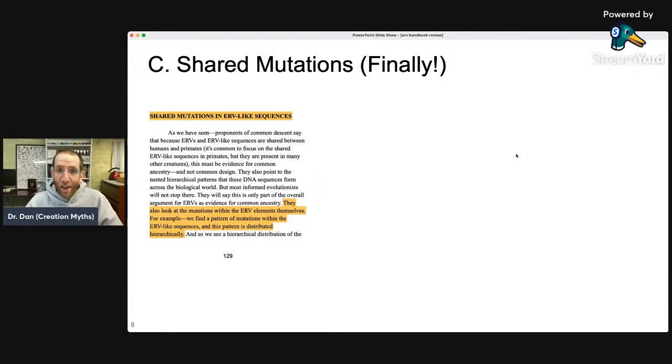So now let's get to shared mutations. And I say finally, because look at the page number here. It takes that long to get to the part of the book that's relevant to this shared mutations argument, which I think is an even more powerful argument, right?